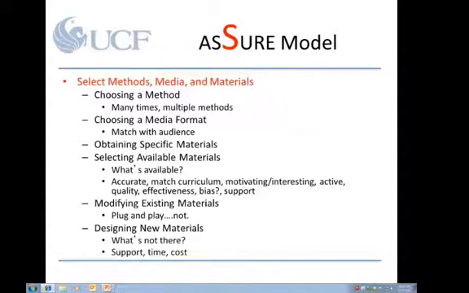And then designing new materials. So finding what's out there and using those for your available and existing materials, but then developing what's not there on your own. Obviously, there's no need to recreate the wheel, so if something exists that addresses your particular objectives and those issues, then use it. But if there's something not, then it may involve you having to design and develop it. Issues to consider here are support, time, and cost.